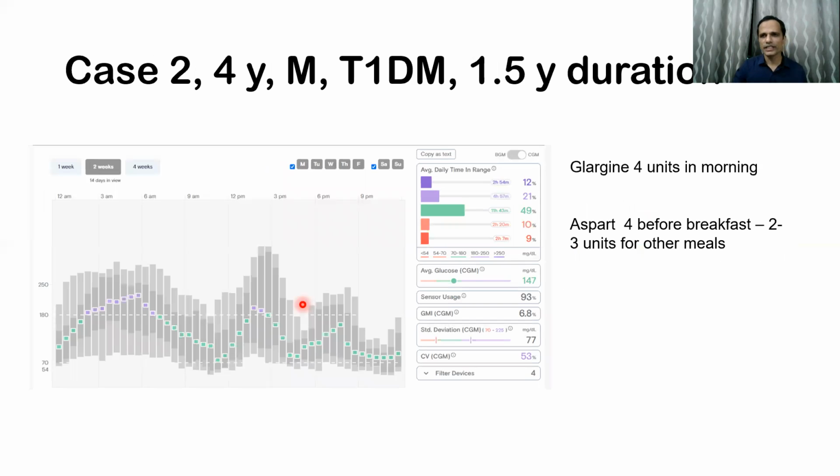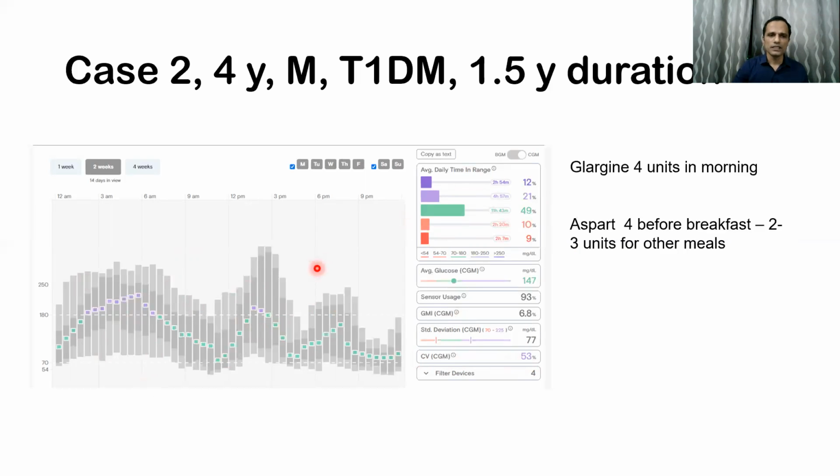So this is just to illustrate that different devices or different websites give different kinds of output. This is the output of a 4-year-old boy with type 1 diabetes of 1.5 year duration who is on glargine and aspart, generated through Tidepool. You can see the summary statistics on the right side. 49% is in range, that is 70 to 180. The CV, that is coefficient of variation, is high, that is 53%. You can also see that there is high variability, particularly in the night and between 12 to 3 p.m.